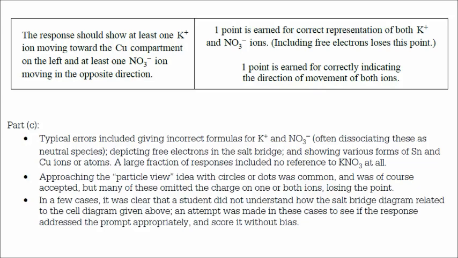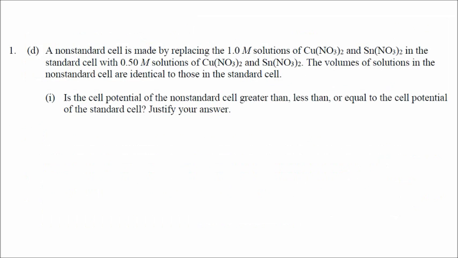And some people were not quite clear exactly what the salt bridge diagram was doing. So hopefully you got this question correct by having cations go toward the cathode on the left and anions going toward the anode on the right. All right, this next question in part D.